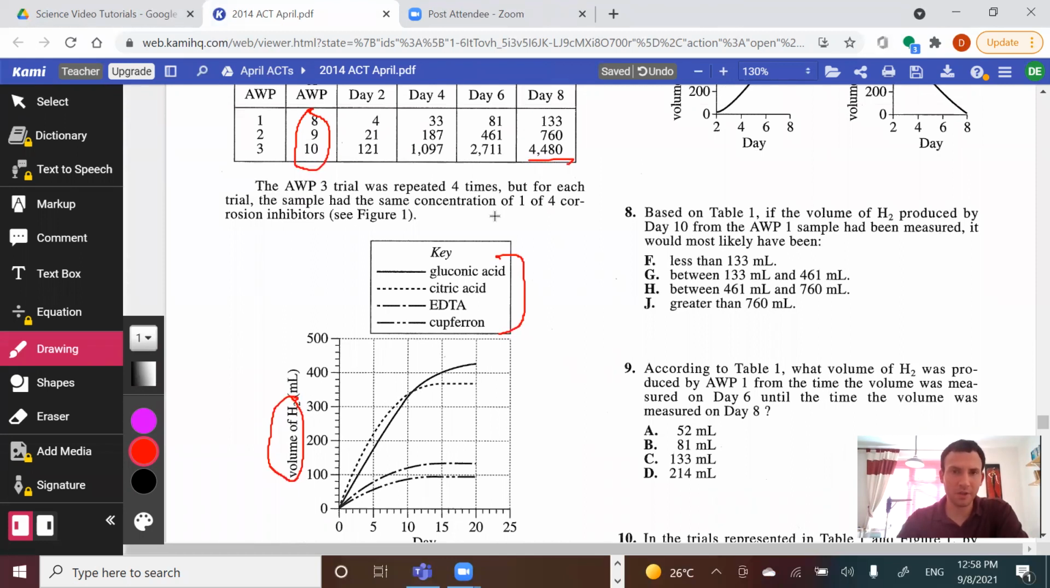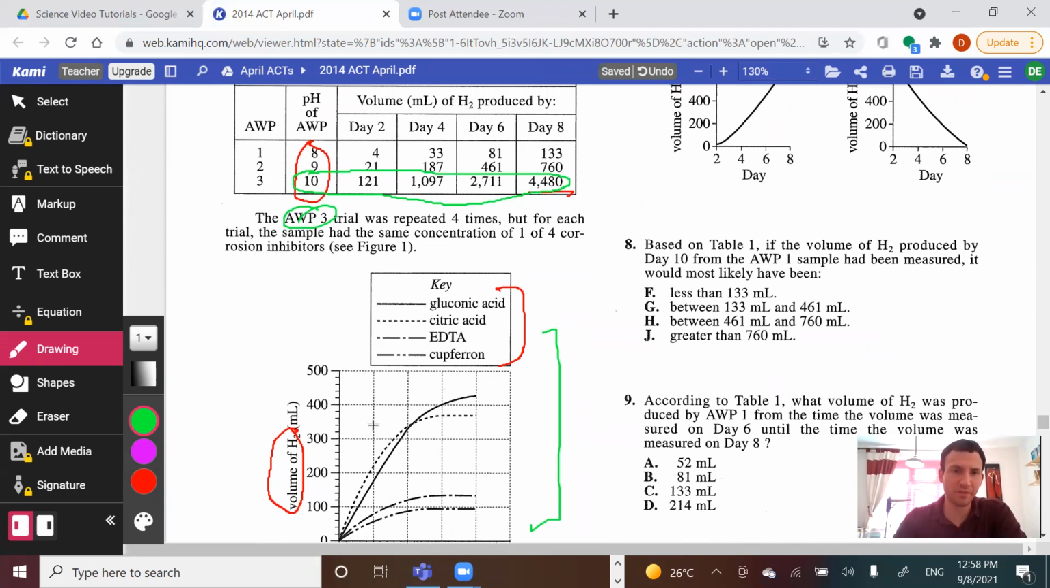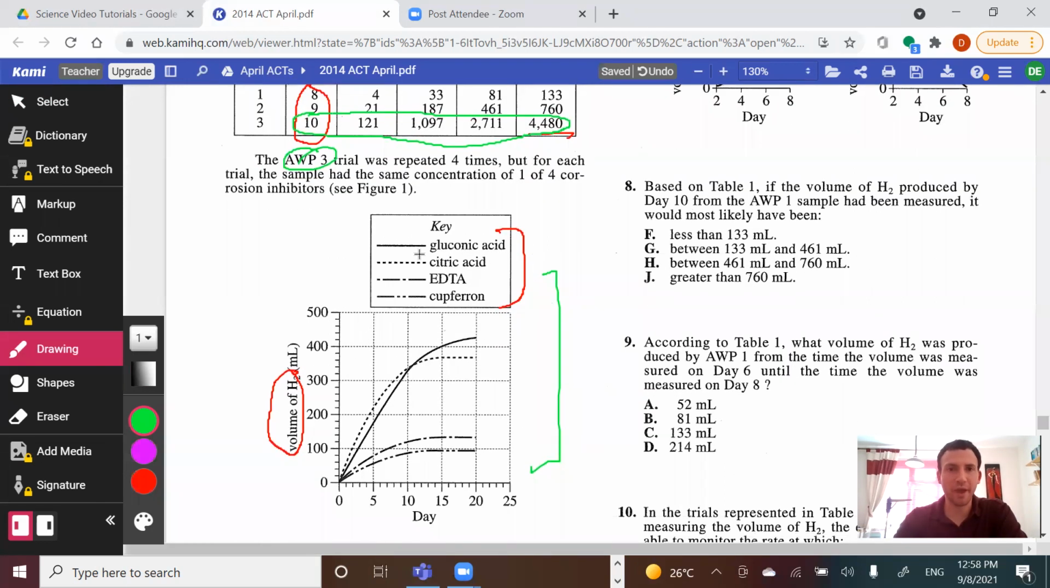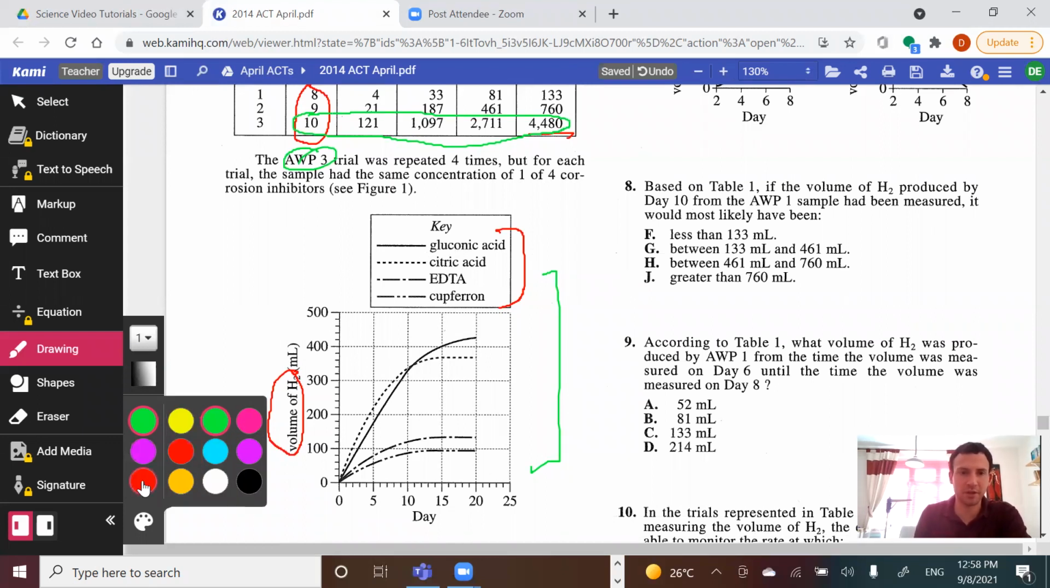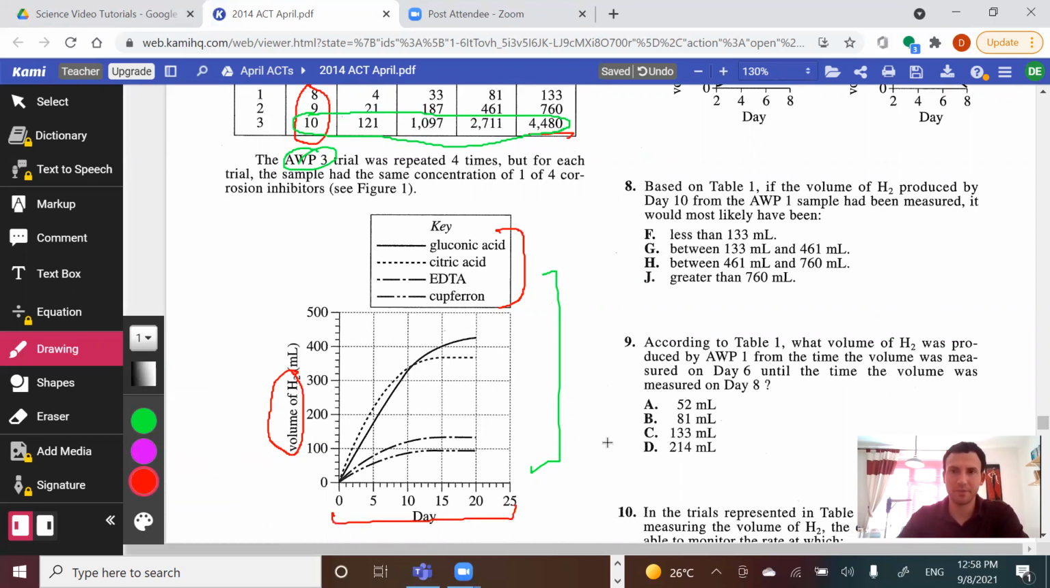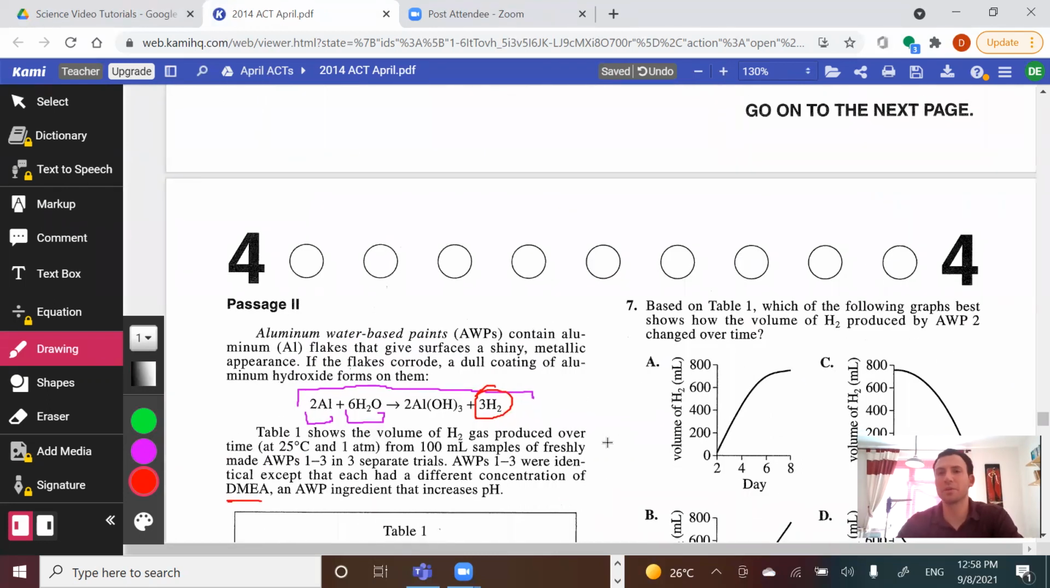And notice that all of these do a better job than no corrosive element if you compare them to AWP3, which is what this one is measuring down here, right? This corrodes a lot faster than it does with the equivalent in the table. And again, you don't need to get that deep, but you need to know that this table is measuring AWP3, and these are your inputs. Your inputs are essentially the corrosive inhibitor and the day, and your output is the volume. Okay, and that's it. We're ready to go into the questions.